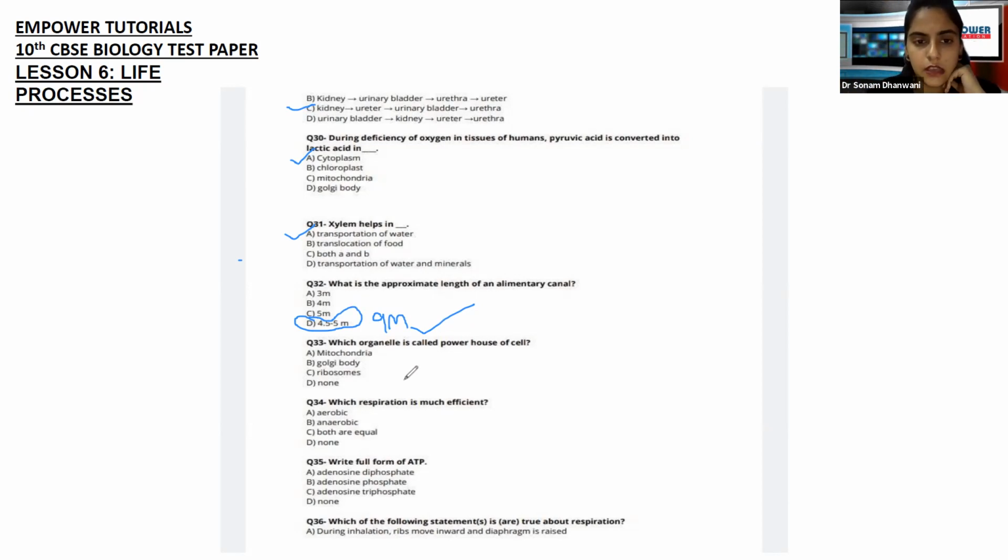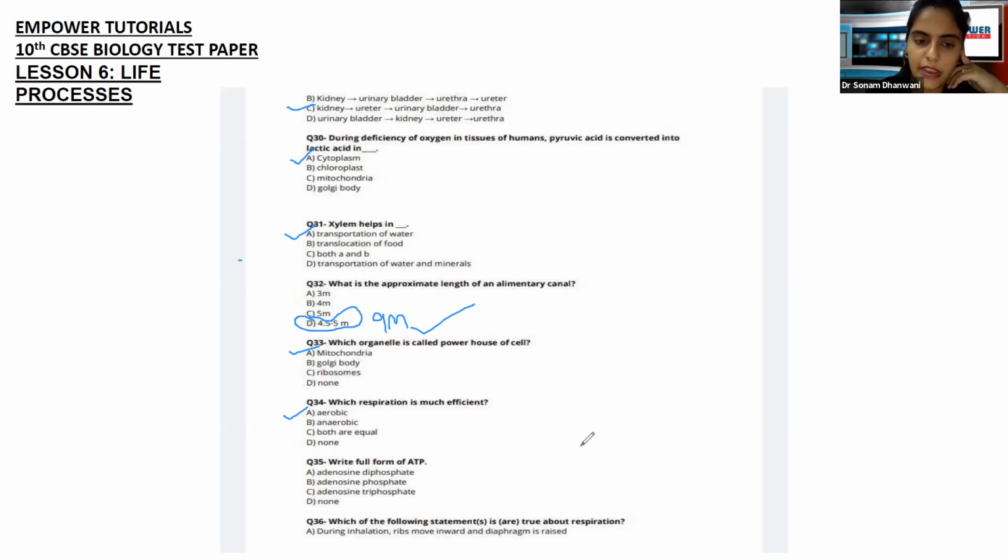Next, which organelle is called the powerhouse of the cell? Very basic question. It is the mitochondria which is called the powerhouse of the cell. Okay, guys? Which respiration is much more efficient? It is aerobic respiration which is much more efficient, because aerobic respiration takes place in the mitochondria, also because it is the powerhouse of the cell, and also because oxygen is involved in the process of respiration here.